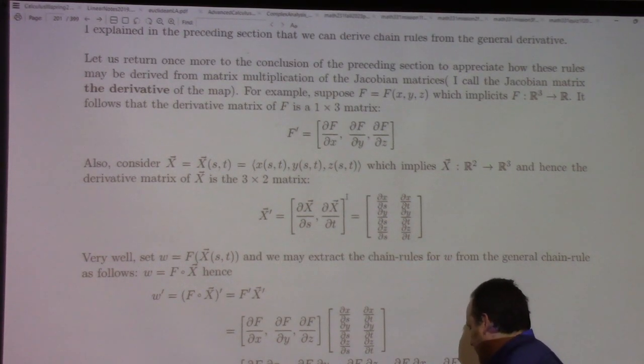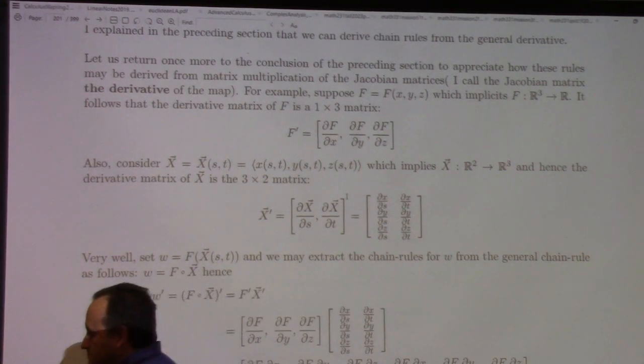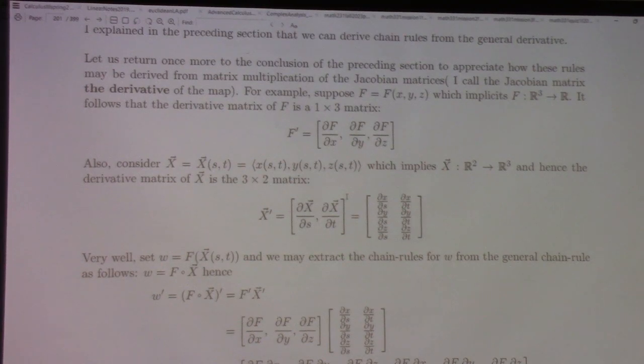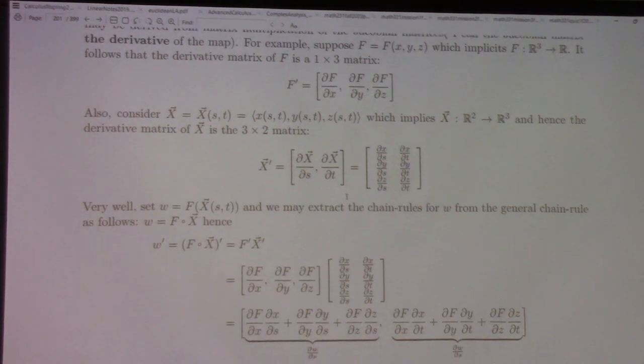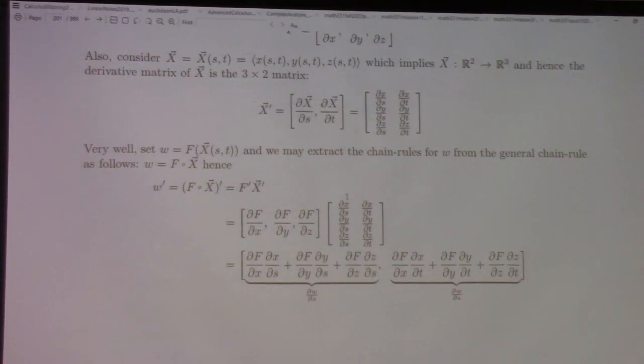Well, I don't want to calculate those numbers. My point is that's the same pattern that we had over here. It's not an accident. Those are exactly the chain rules for partial W, partial S, and partial W, partial T.